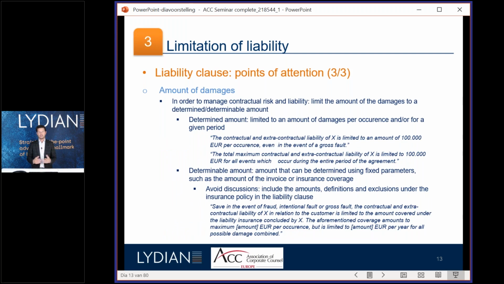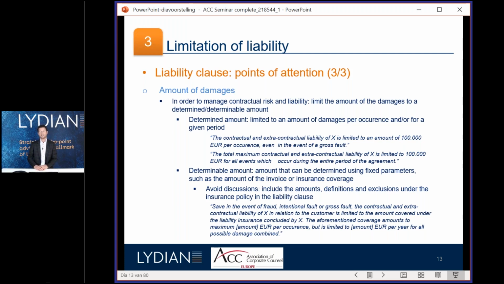The amount of damages, you can take a determined amount. That's an amount per occurrence or for a given period, that it will not be more, for instance, an amount of 100,000 euro per occurrence or to all events or per year. That's a possibility. Or you can take a determined amount and limit, for instance, the liability to the amount of your invoice for services rendered or for the product delivered.